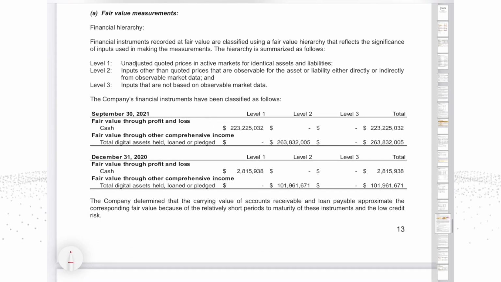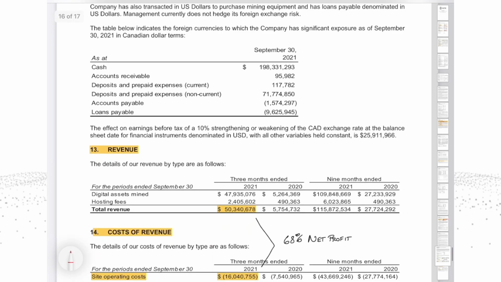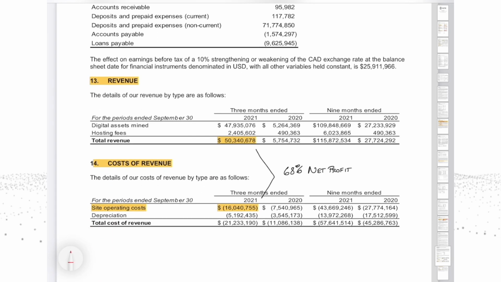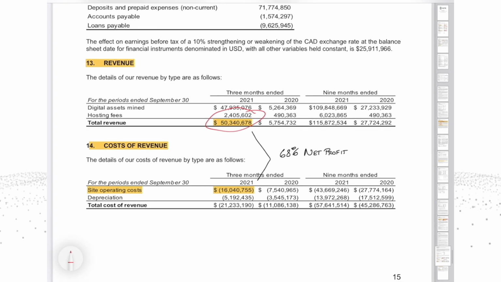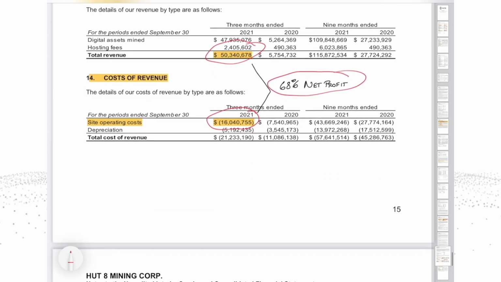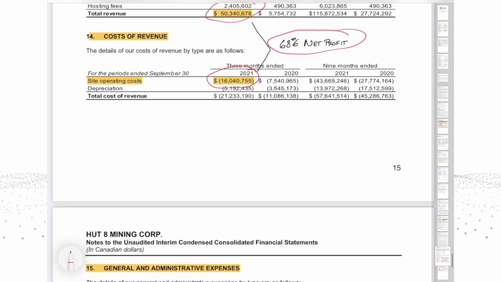Let me see what else was there that I wanted to show you. Revenue. Okay, so total revenue was 50.3 million right here. Cost of revenue, just looking at the site operations, was 16 million. That gives us basically a 68% net profit margin on the Bitcoin that they're mining. I got to figure out how much they actually mine, and we can divide that by the 16 million to get what it costs to actually mine one Bitcoin for them. We'll figure that out here in a little bit when we look at the data that I have on them.